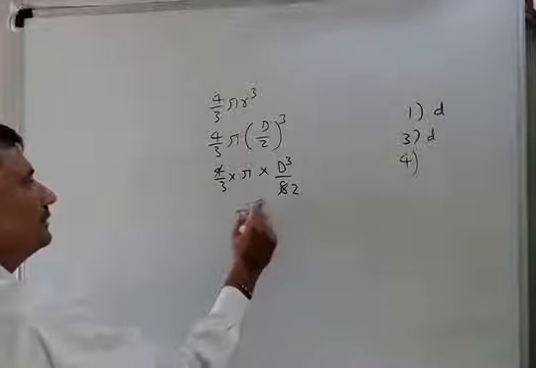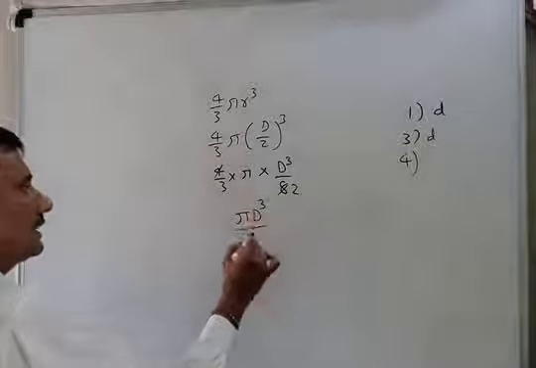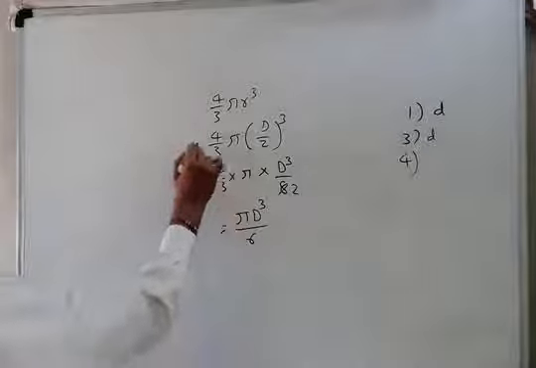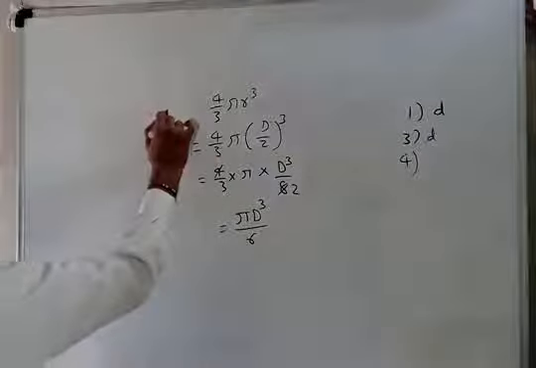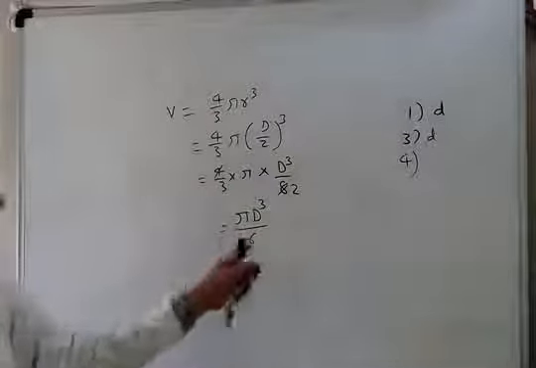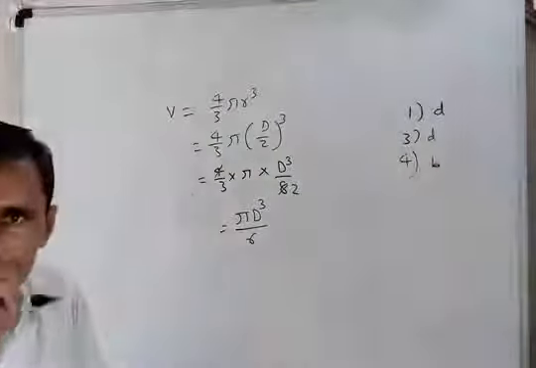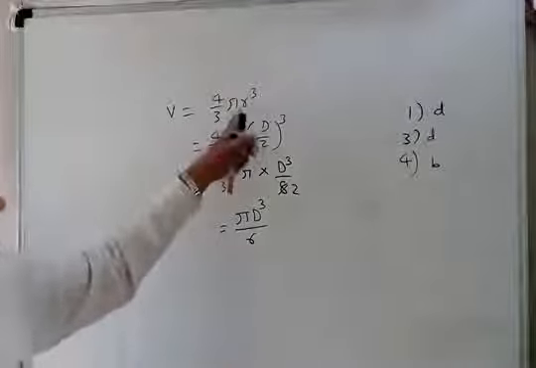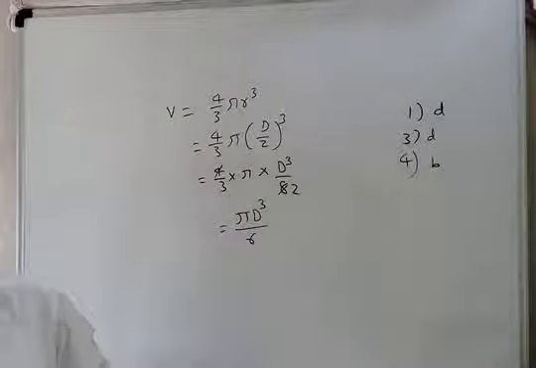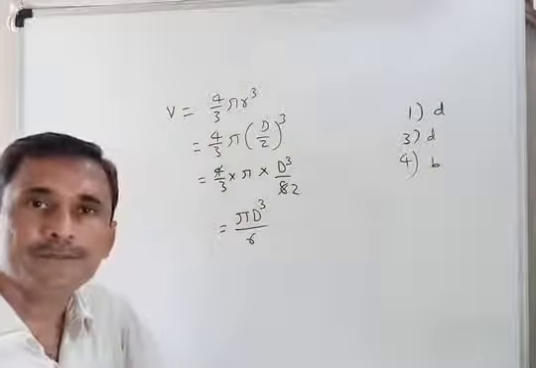So what is left? Pi D cube upon 3 into 6. So the volume of the sphere becomes pi D cube upon 6. So the answer is B. I just replaced R by D by 2. Why? Because radius is equal to half the diameter.